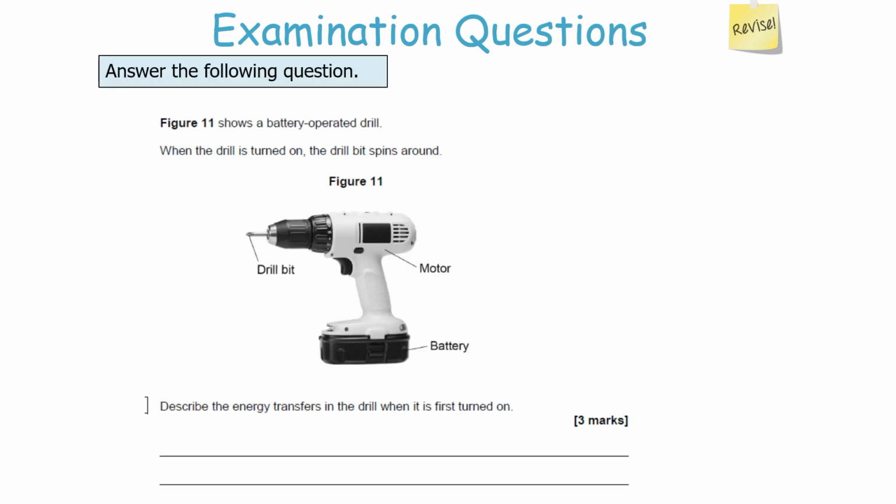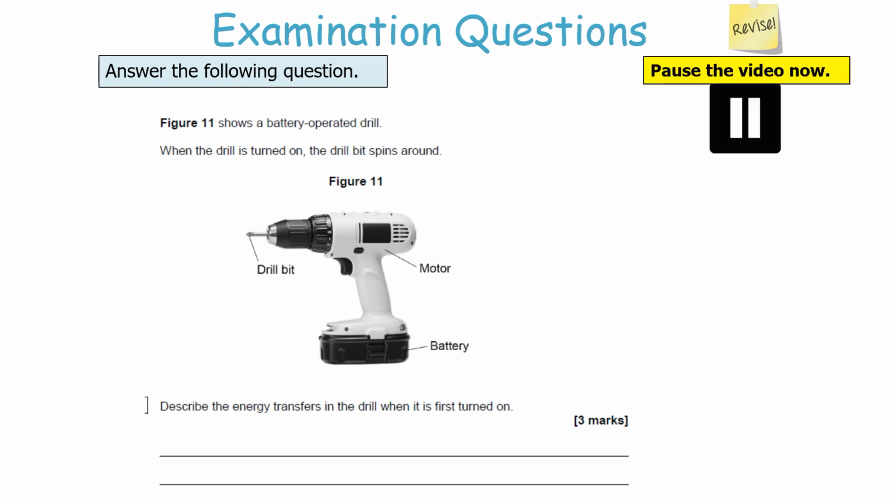The next question says that figure 11 shows a battery operated drill. When the drill is turned on, the drill bit spins round. Describe the energy transfers in the drill when it's first turned on. So pause the video now, then unpause the video when you want to go through your answer.